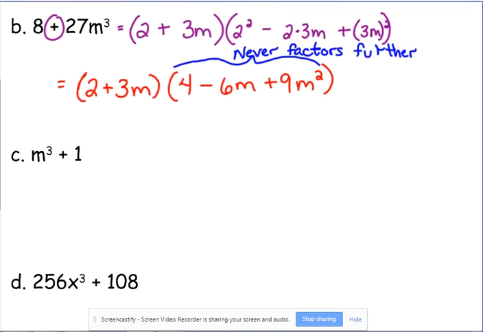Okay, let's look at C. A lot of people tend to overlook this one, and this is why I put it on there. M cubed plus 1. I mentioned at the very beginning, 1 is a perfect everything. So there's obviously no GCF. The cube root of m cubed is m. The cube root of 1 is 1. We square the m. We multiply the 1 and the m together, and we square 1. You don't have to put the 1 in front of the m there in the middle. I'm just showing you where it came from. Okay, so same, opposite, always positive. I'm not going to rewrite this one because it's right there.